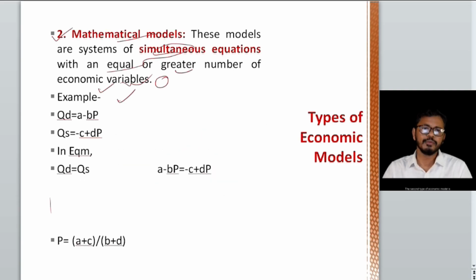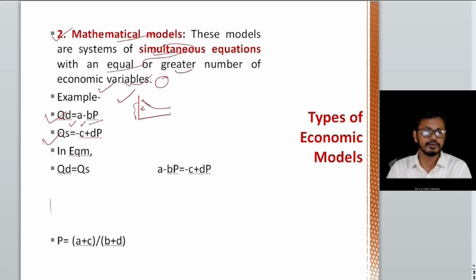The second type of economic model is the mathematical model. These models are a system of simultaneous equations, or a system of equations with an equal or greater number of economic variables. For example, let's consider the demand function and supply function. We normally know the demand function is a downward sloping line. For this, let's consider the function here. So this is your intercept. So here the demand function is shown as A minus BP.